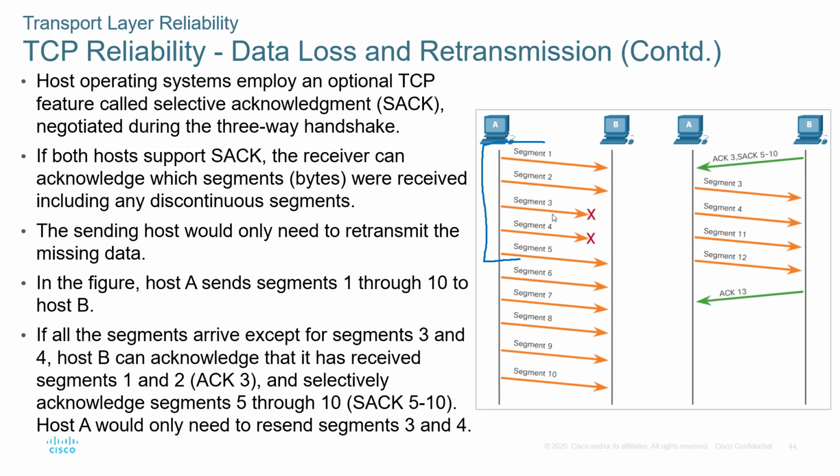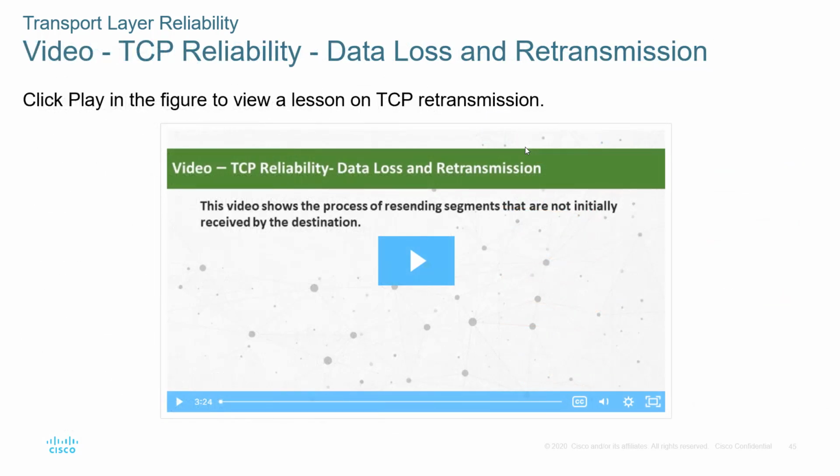That way it would know which ones to retransmit without having to retransmit segments that were actually already received, but because of the window size is not being acknowledged. Again, window size is going to be how many segments are sent per acknowledgement. Is it 1 segment? Is it 5 segments? Or is it more? And again, that's called the window size.